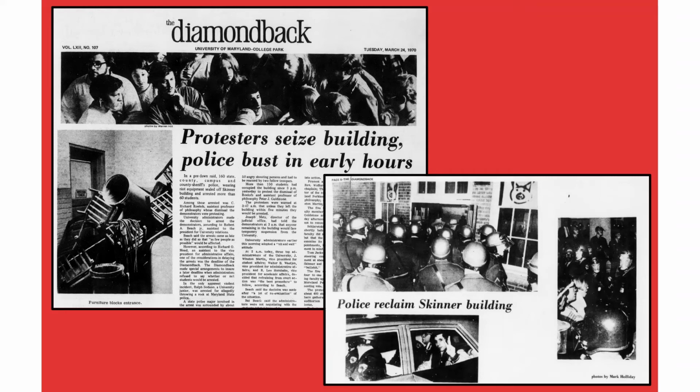Records in the university archives also indicate that the administration knew what students were planning to do beforehand and refused to provide an adequate platform for discussion. The university ultimately dismissed any attempt to grant amnesty to the students, in direct opposition to the philosophy department's support of the nonviolent demonstration.